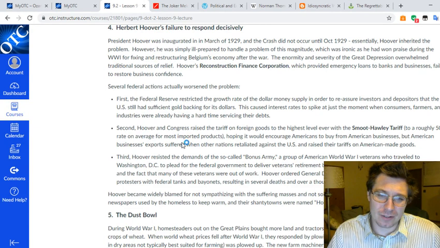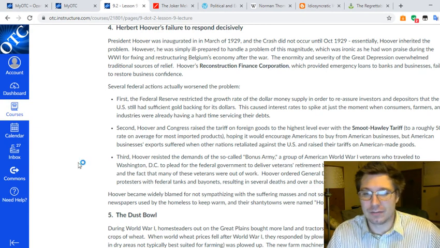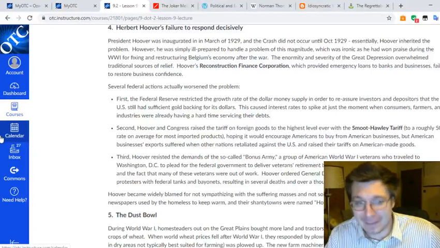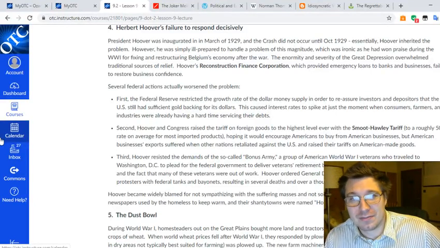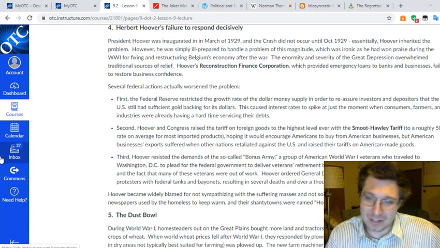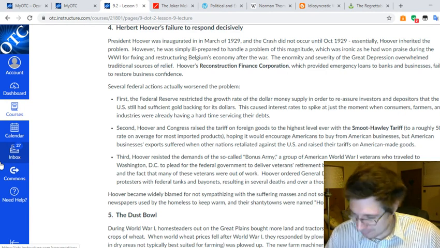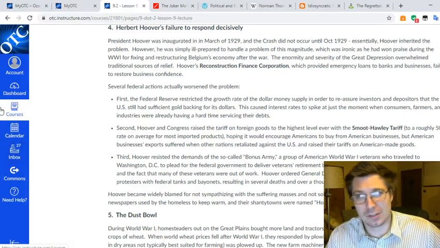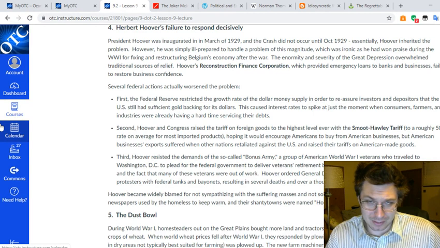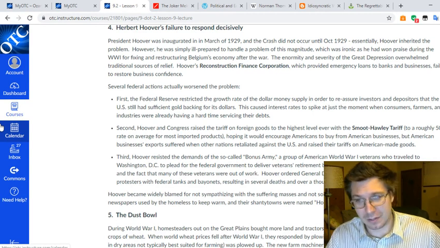Secondly, Hoover and Congress raised the tariff on foreign goods to the highest level ever with the Smoot-Hawley tariff. I mentioned that. About a 50% tax rate on most imported products, hoping that it would encourage Americans to buy from American businesses, help those sales that were slowing. But American businesses' exports suffered when other nations retaliated against the U.S. and raised their tariffs on American-made goods.